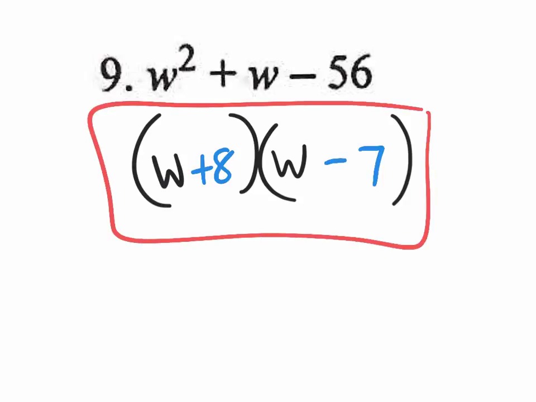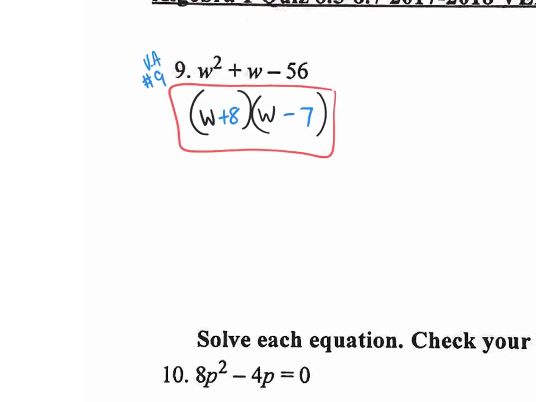Which one was this on version A? Version A, number 9. So number 9 was number 9. Let's move on, number 10 on version B.